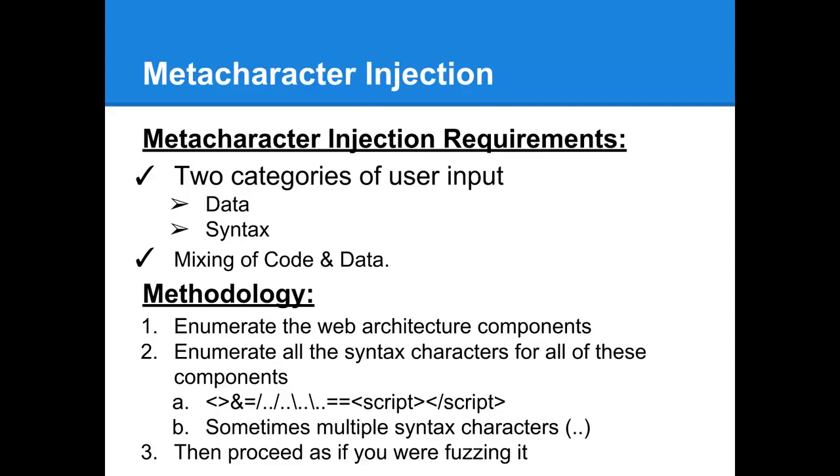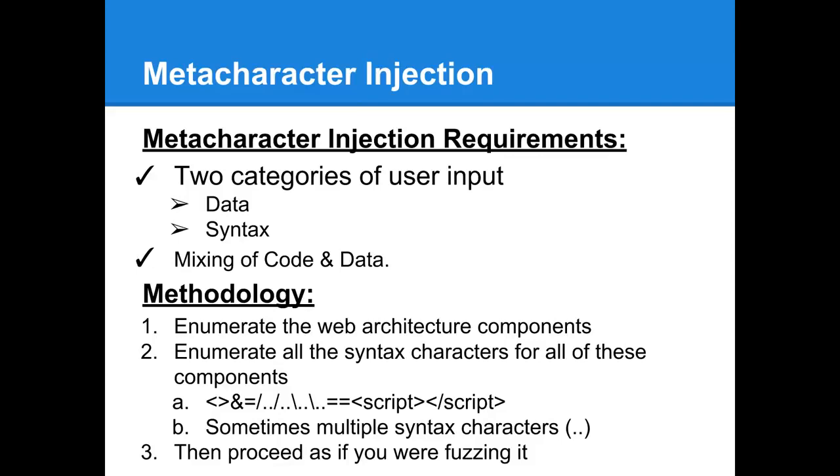This alteration of fuzzing I term meta-character injection. It has two requirements: two categories of user input, data and syntax. The syntax may be used in the interpreted language to tell the parser, "Hey, now interpret the rest of this as script, or code, or commands, until the following ending tag, /script, or so on." And then finally, the user input involves mixing of code and data.